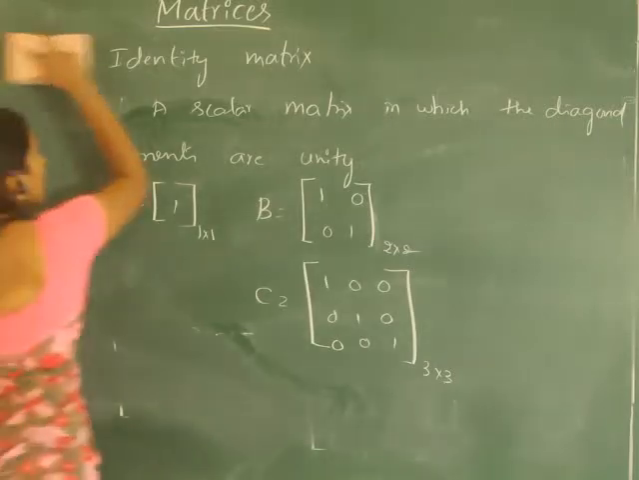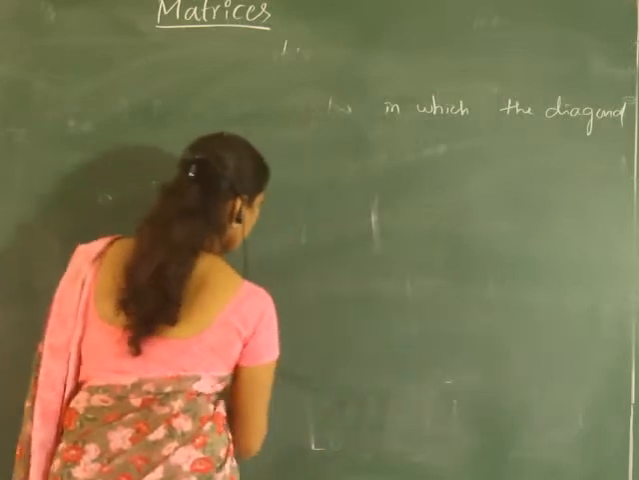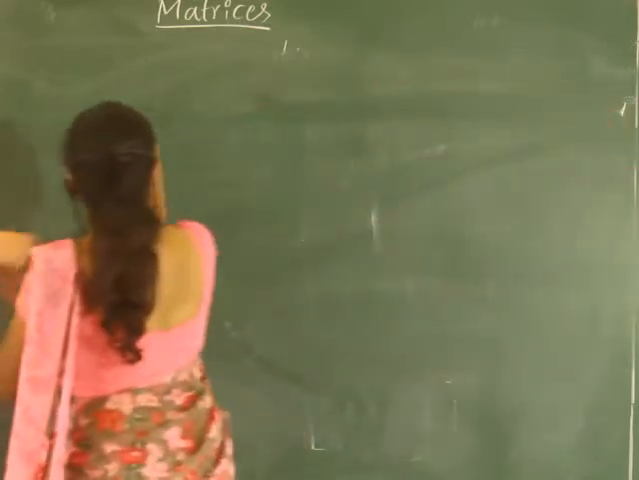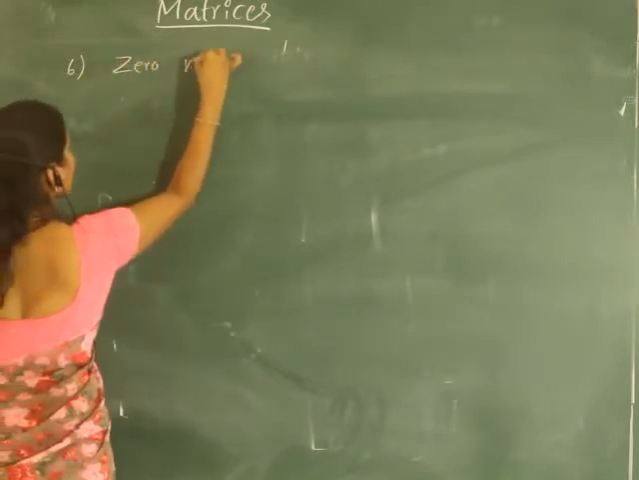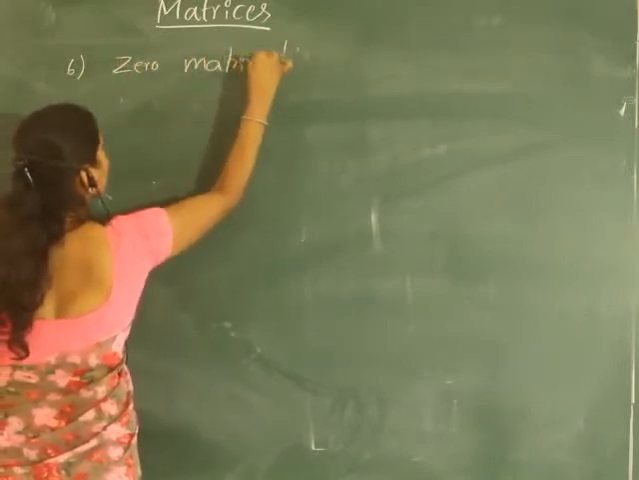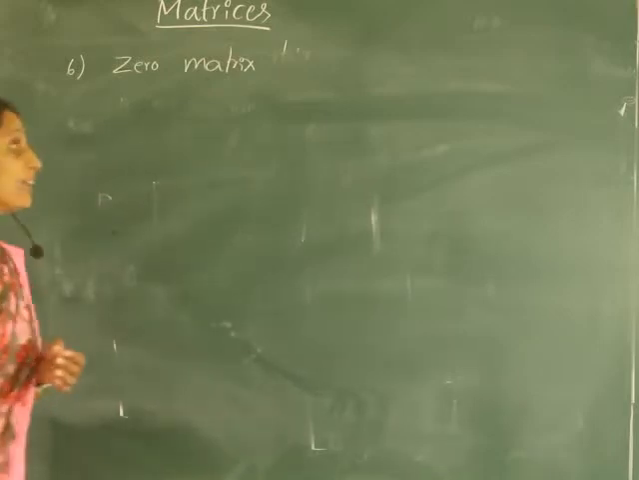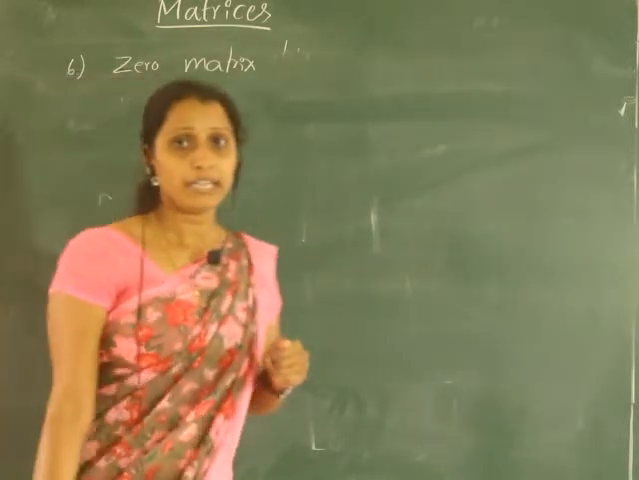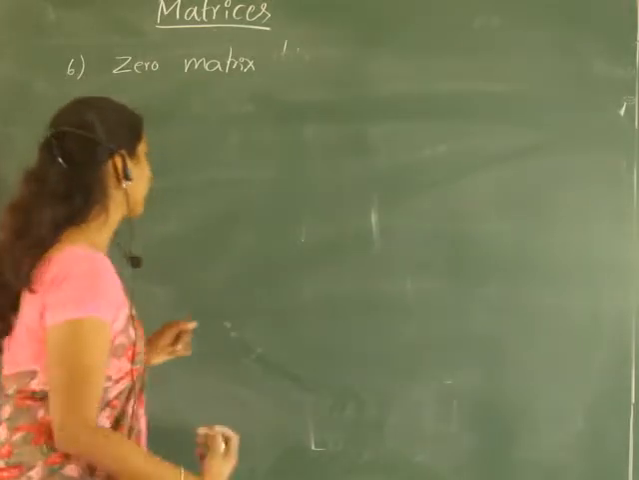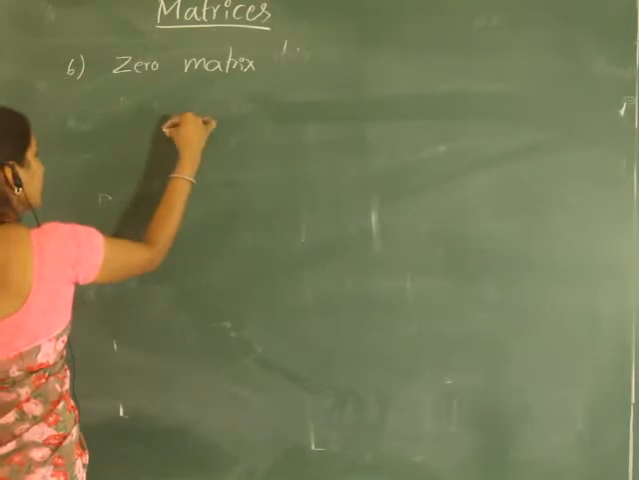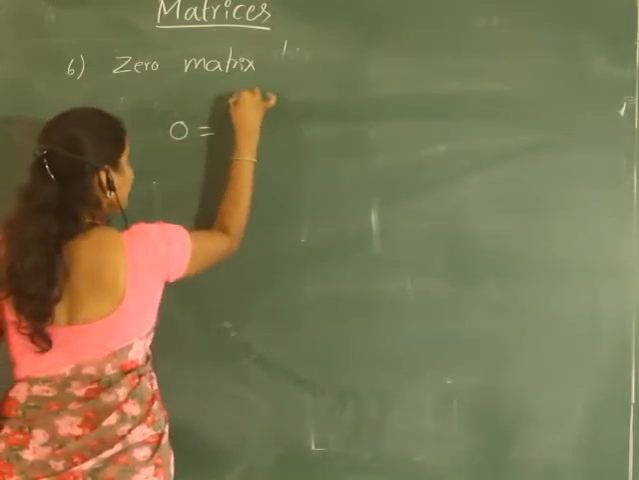Next will be one more type of matrix, that is the zero matrix. The name itself indicates it is a zero matrix, meaning all the elements of the matrix are zero. If all the elements of a matrix are zero, then it is called a zero matrix. A zero matrix is usually denoted by O or 0. This is equal to all the elements being 0.